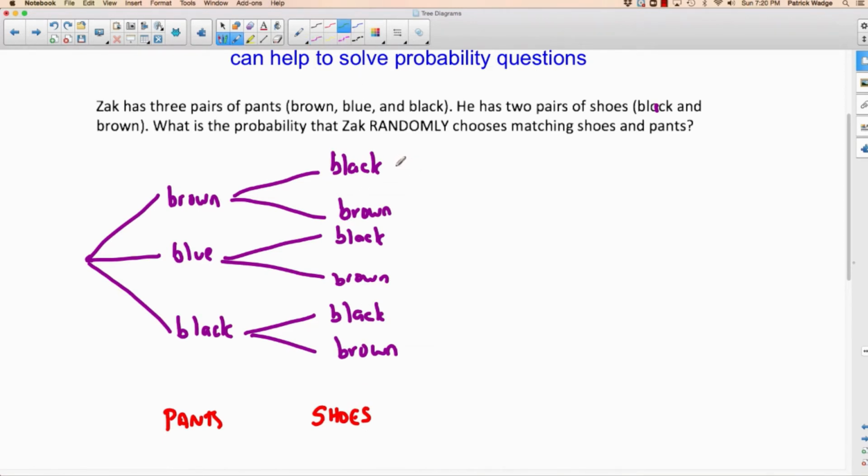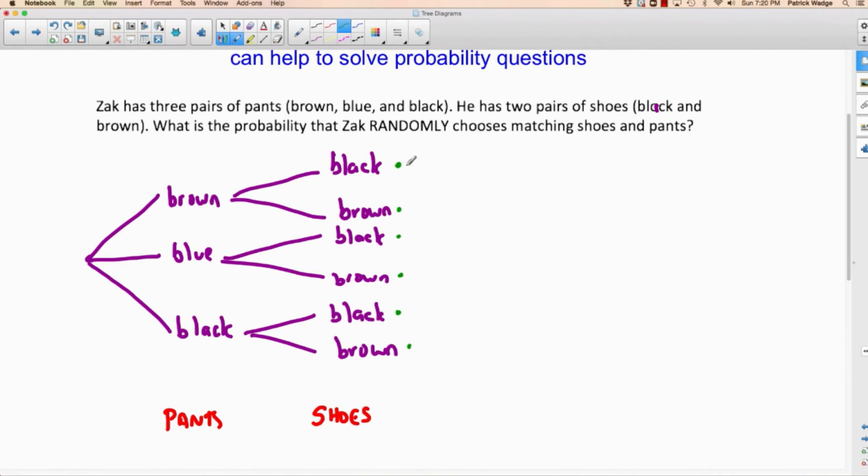If I look at this one here, put a dot beside this one, what does this mean? This means brown pants and black shoes. Okay, what if I put a dot here? What's this one mean? That means brown pants and brown shoes. Okay, this dot here, what's that refer to? Blue pants, black shoes. How about this one? Blue pants, brown shoes. How about this one? Black pants, black shoes. And what about this one? Black pants, brown shoes.